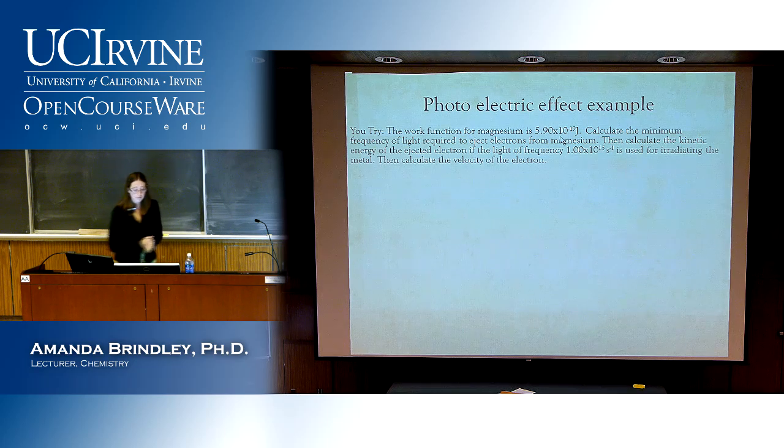Okay. So one more. Now, notice in this question, we're taking it a little bit further. We're saying we have the work function for magnesium. We're calculating the minimum frequency of light required to eject the electrons, so that's the same thing we just did. Then we're calculating the kinetic energy if we change the frequency of light. So again, what we just did. Now we're going to take it one step further, though, and we're going to say, well, what about if we also want to know the velocity? So that's sort of the extra step that we're going to do here.